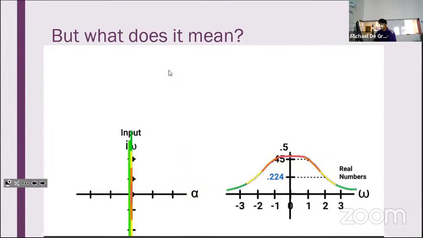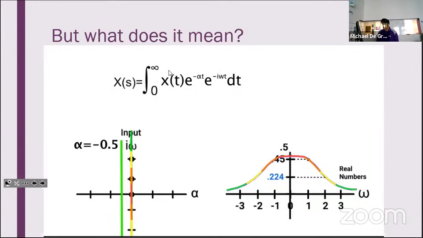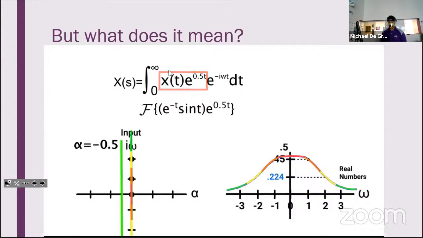Then if I move the green line over to, let's say, alpha equals negative 0.5, the outputs will be the Fourier transform of something slightly different. Let me just put the original Laplace equation back up top, and you'll note that since there's already a negative sign here, when I plug in negative 0.5 for alpha, this will just calculate the Fourier transform of our original function times e to the positive 0.5t. That Fourier transform will look like this.